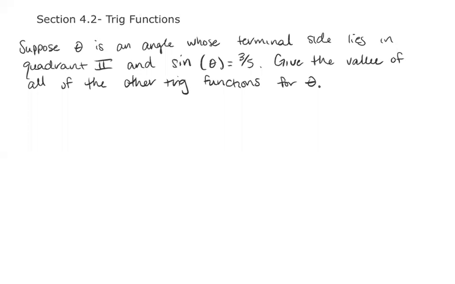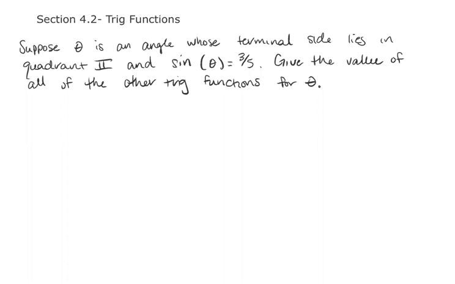So for this video, we're going to walk through a topic in section 4.2. We're going to cover just some basic trig function stuff here in the situation with the triangle. So the question is, we're supposing that theta is an angle whose terminal side lies in quadrant 2, and that the sine of theta is 3/5. We're going to find the value of all the other trig functions for theta.